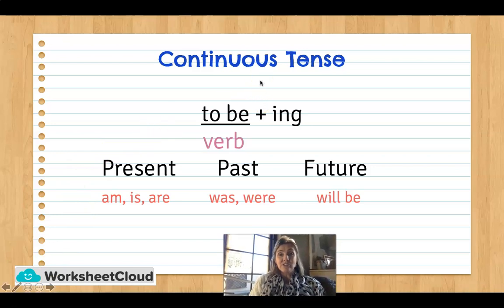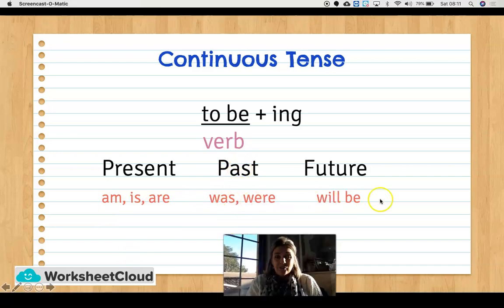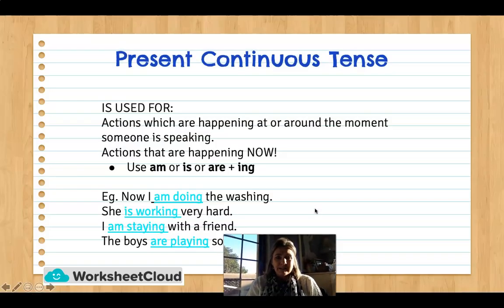In continuous tense, just so you know, the rule is to use the verb to be plus ing. That's the basic rule. If you are something, for example, I am a teacher, that is me being something. So you use the word to be plus ing. In the present tense, the word to be is am, is, or are. In the past tense it would be was or were. And in the future tense, it is going to be will be. So let's see how this works in practice.